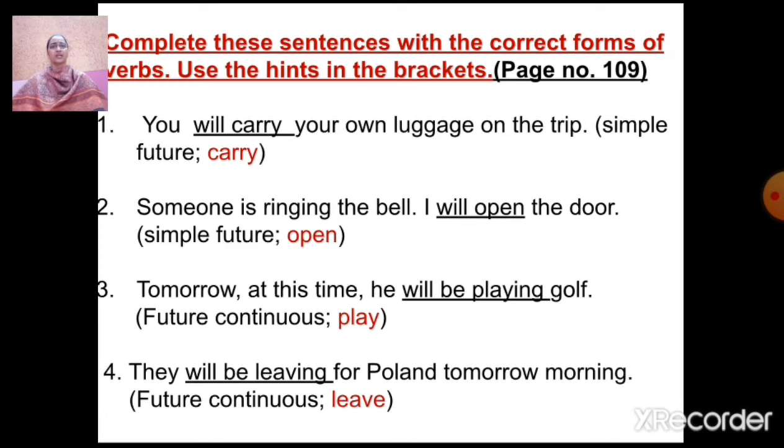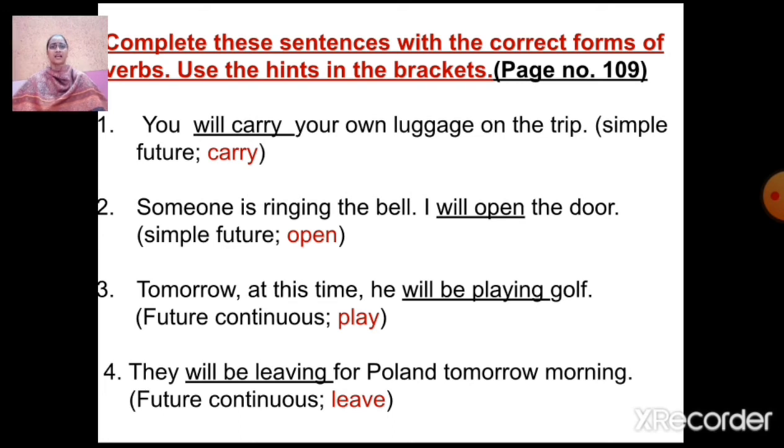Now the next one is: someone is ringing the bell, I ___ the door. Again we need to complete the sentence with simple future and the verb given is open. So the answer is: someone is ringing the bell, I will open the door.